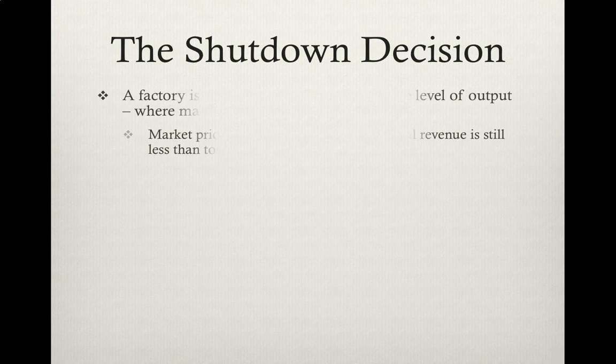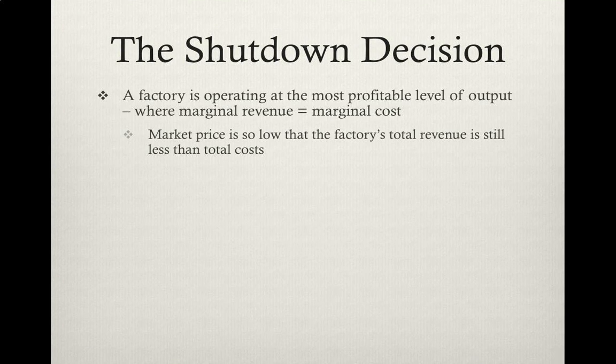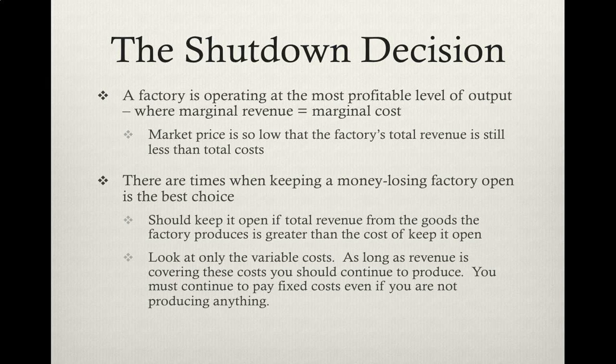The shutdown decision. A factory is operating at the most profitable level of output where marginal revenue equals marginal cost, but let's say they're still losing money. The price they have to pick, the output level where their marginal revenue equals marginal cost, the market price is so low that the factory's total revenue is still less than its total cost. That's not good. We don't want our total revenue, the amount we have coming in, being less than what it's costing us to produce. But there are times when we want to keep this money-losing factory open, that would be our best choice.